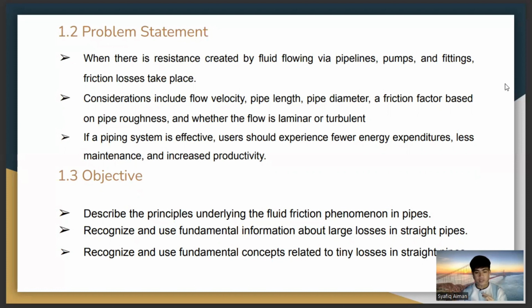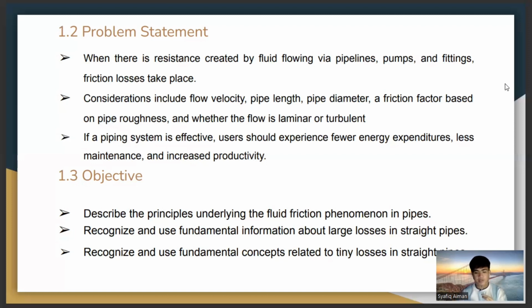Considerations include the flow velocity, pipe length, pipe diameter, the friction factor based on pipe roughness, and whether the flow is laminar or turbulent. When there is resistance created by fluid flowing via pipelines, pumps, and fittings, friction loss takes place. Depending on the type of pipe, friction loss varies. Additionally, as the frictional head is lost, the fluid internal energy rises. If a piping system is effective, the user should experience fewer energy expenditures, less maintenance, and increased productivity.